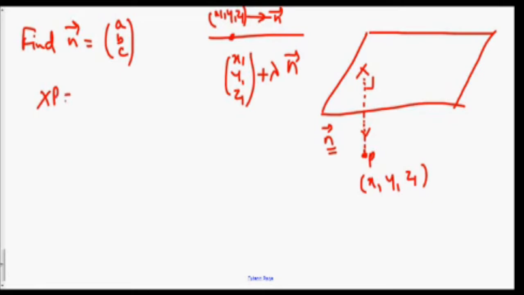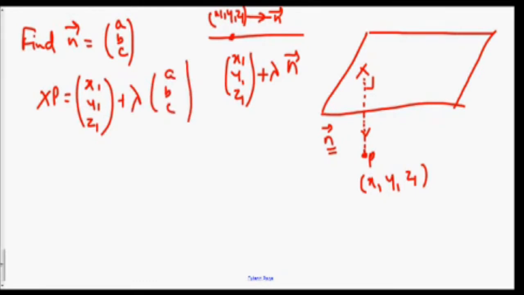So the line xp would be x1 y1 z1 plus lambda times a b c. You can write it in any way you want. You can express this in parametric vector form, whatever it is, depending on the question. Now you need to find the point of intersection of this line with the plane. This we have done. The plane's equation would be given already, because without the plane's equation you cannot find the normal. So you have found the normal from the given equation of the plane.